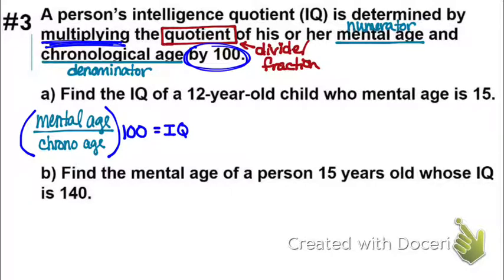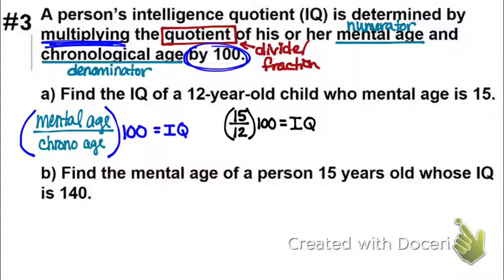So how would I answer part A? I want to find the IQ of a 12-year-old child whose mental age is 15. 15 divided by 12 times 100 is equal to the IQ. And I'm okay if you don't define IQ at that point because it defined it for us up above. If you use a variable here, you have to tell me what your variable means.